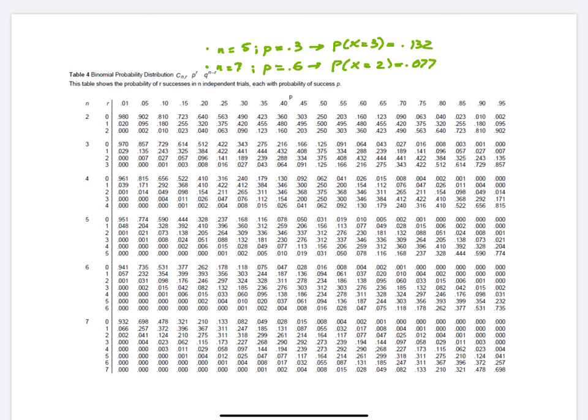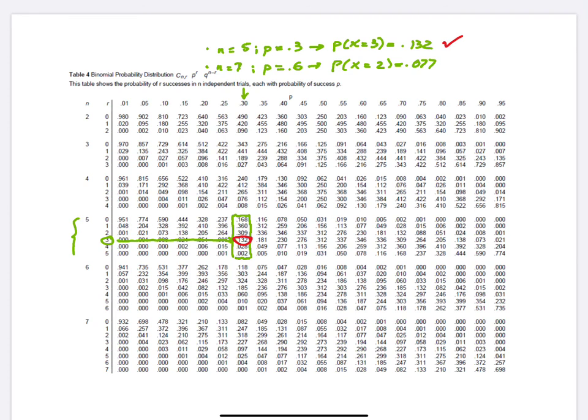For the first case, n is equal to 5, so we want to go to the part of the table where n is 5. It's this part. Now p is 0.3, so we look under the column where p is 0.3. We restrict our attention to just these values, and we want to find the probability that x is equal to 3. 3 is right here. If you trace it horizontally, you get a value of 0.132, which is exactly what we got from our calculation. So this one is good.